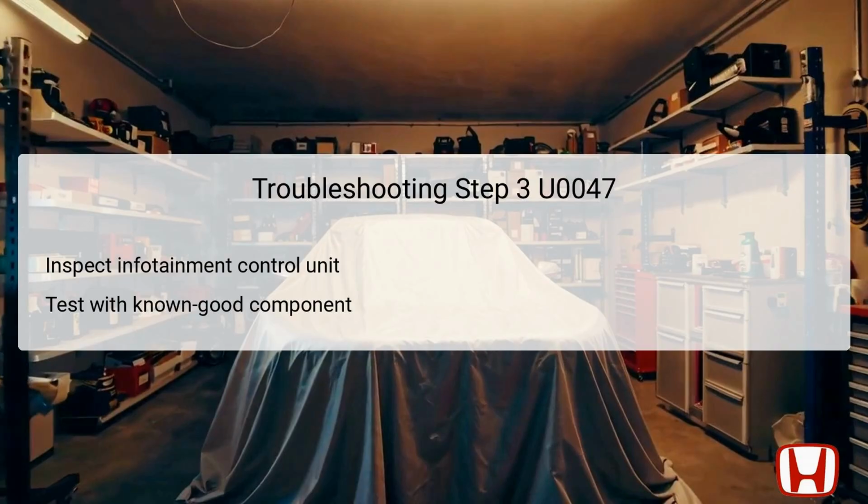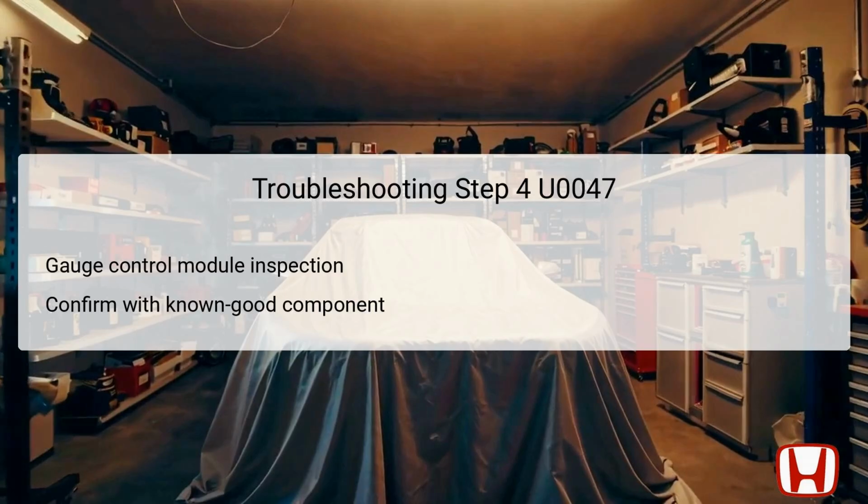It's crucial to ensure proper installation during this process to avoid creating new faults. If this new unit functions correctly, it points to the original infotainment control unit being faulty. However, should problems persist, further investigations would be necessary into other related components connected to the unit.